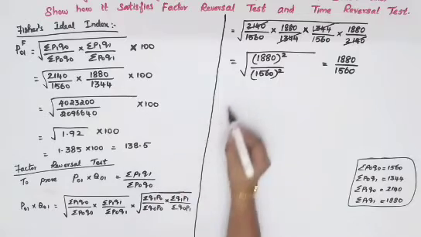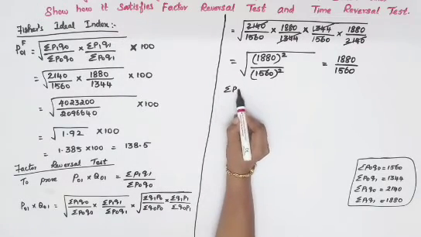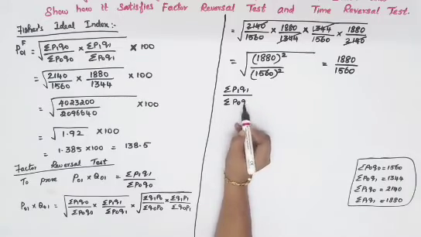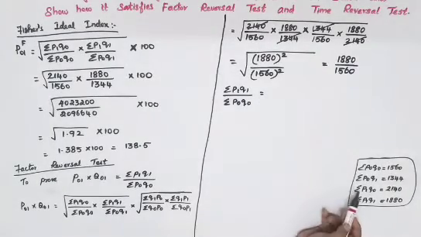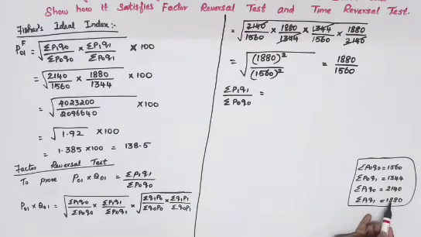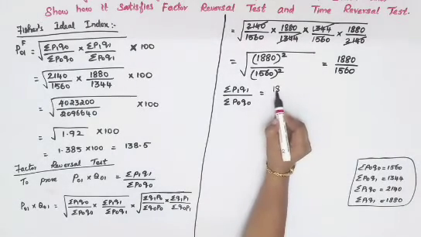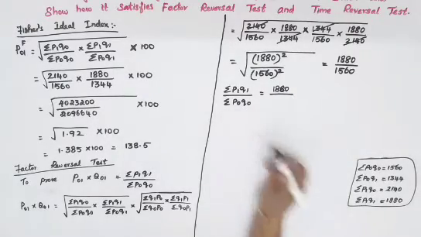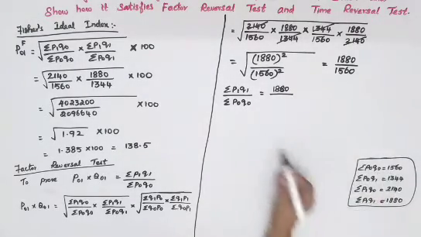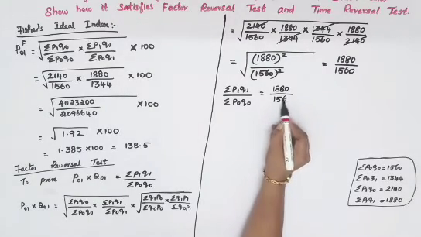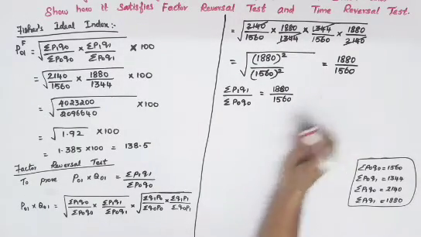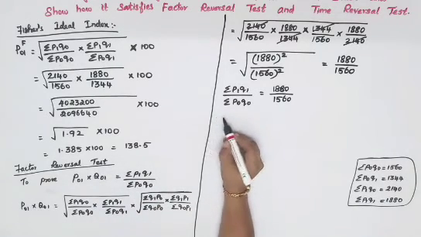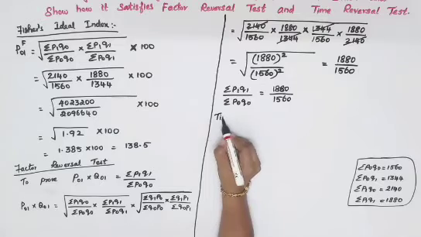Now your right hand side is sigma P1 Q1 divided by sigma P0 Q0. So straight away you will have values here, so that is P1 Q1, it is 1880, divided by sigma P naught Q naught, which is 1560. So here both are same. Therefore we have proved the factor reversal test. Okay. Now going to your third part, that is your time reversal test.